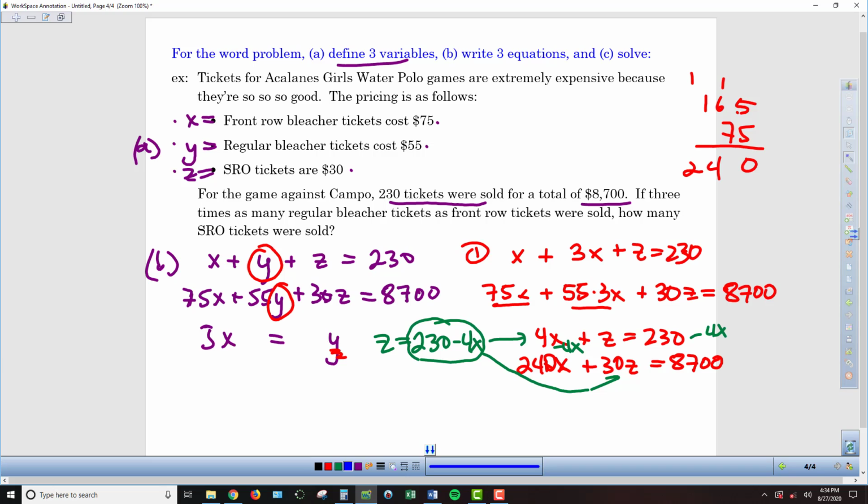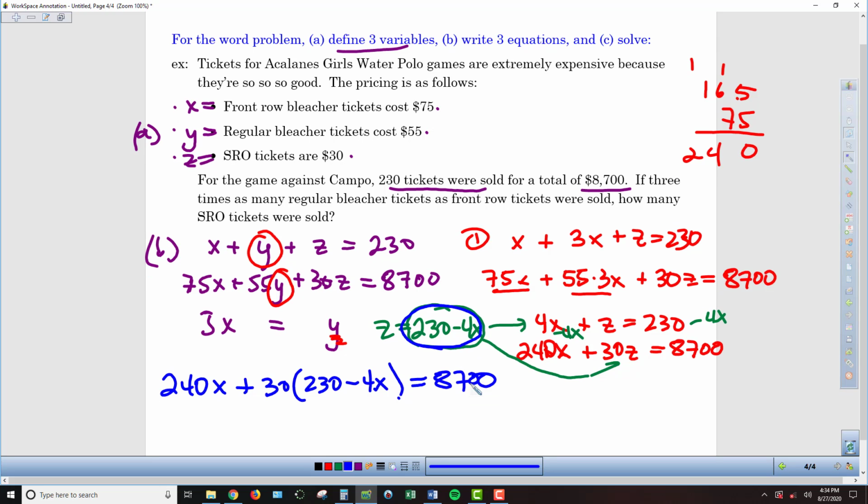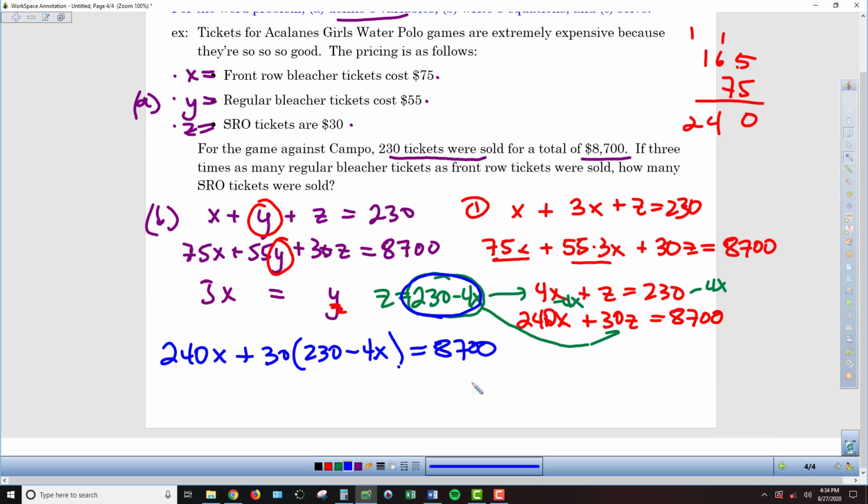So I'm going to keep on going here. We've got 240x plus 30 times, and now I'm going to replace that z with 230 minus 4x right here, equals 8,700. And so now we've gotten to a place where we have just one equation with only one variable. Still got a little work to do, but the finish line is in sight. So I'm going to scroll, give ourselves a little bit more room.